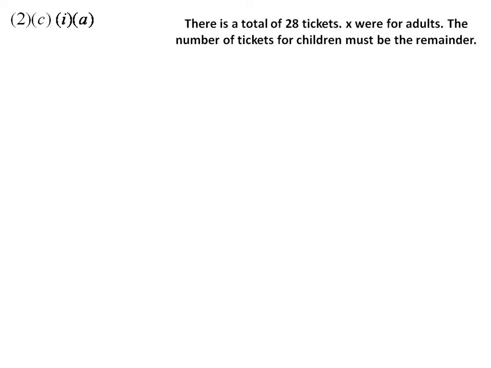So we have a total of 28 tickets. X were for adults, and the number of tickets for children must be the remainder. So what do we imagine? If we have 28 tickets and 8 of them are for adults, how many will be for children? We just take away the 8 from the 28. It is the same thing here. If X were for adults, then what will remain? 28 minus X for children.